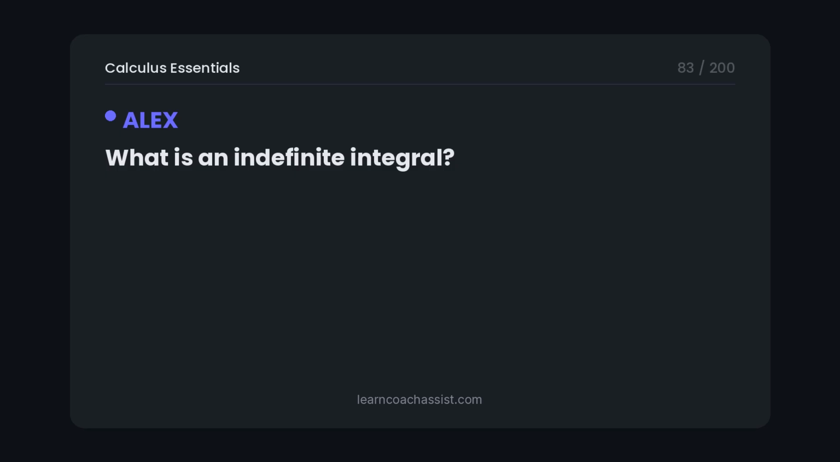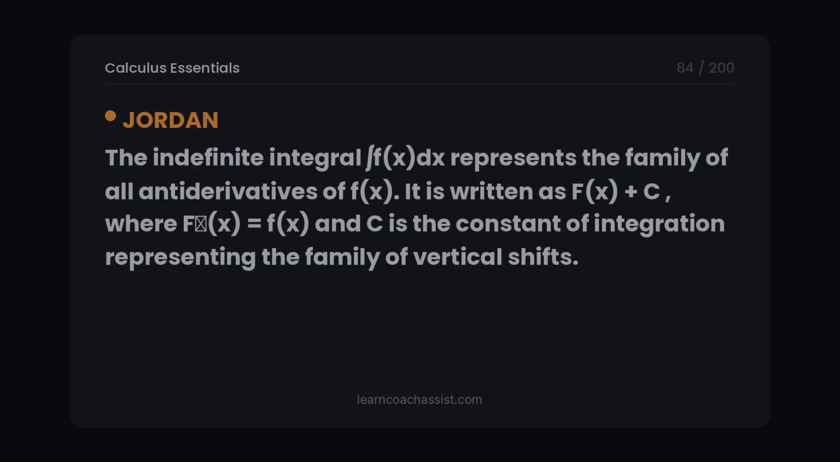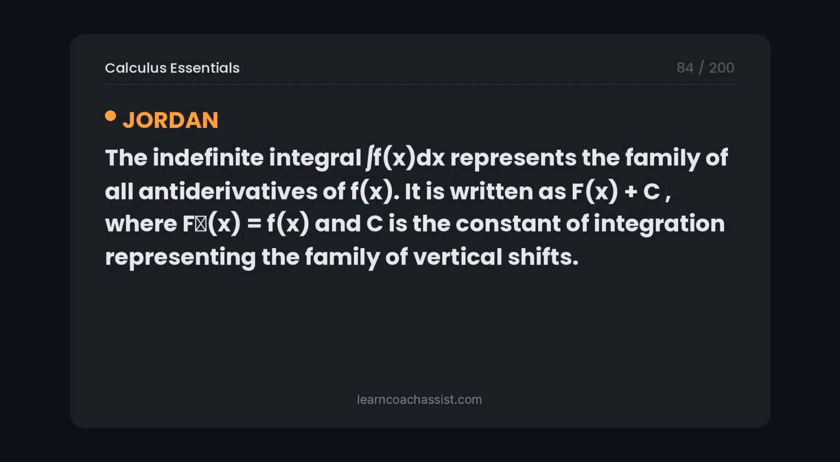What is an indefinite integral? The indefinite integral ∫f(x) dx represents the family of all antiderivatives of f(x). It is written as F(x) + C, where F'(x) equals f(x) and C is the constant of integration representing the family of vertical shifts.